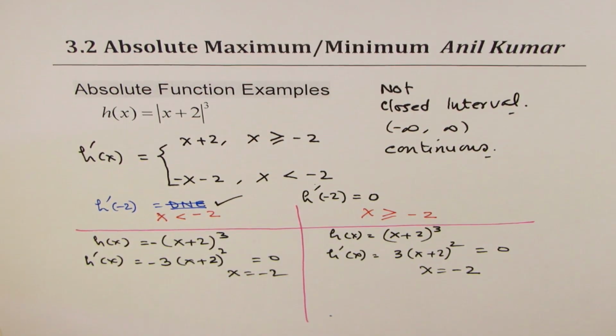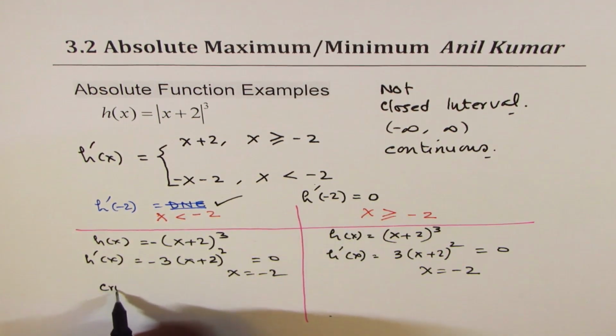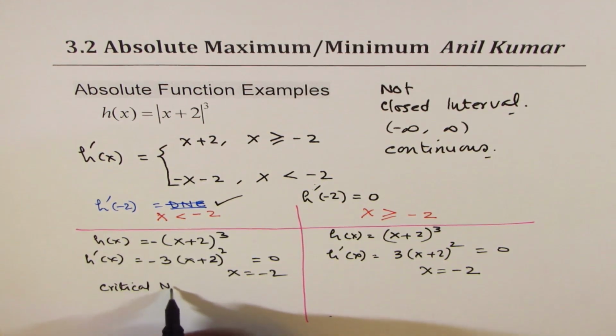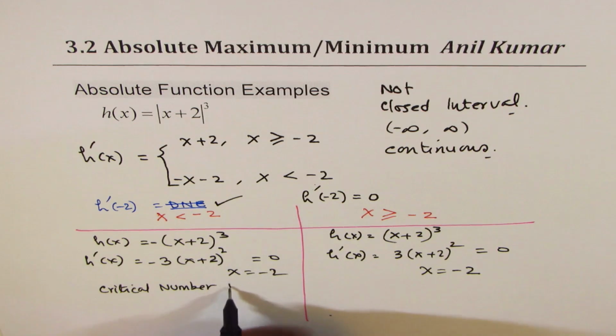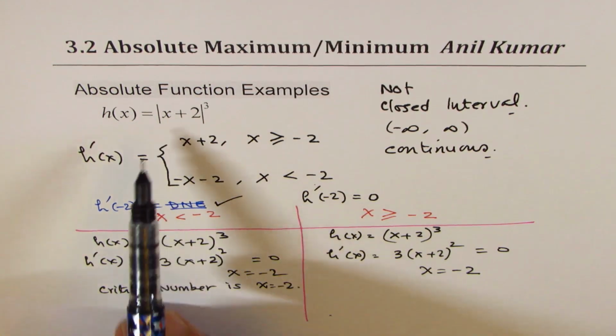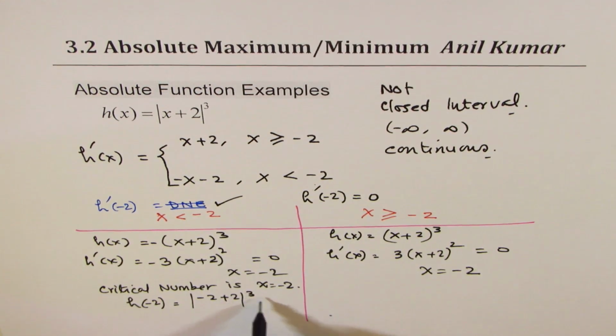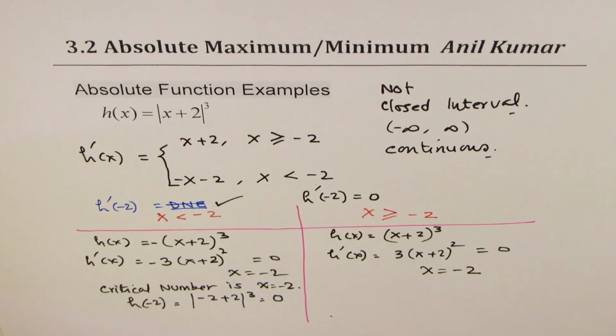You get the point, correct? Since we get the same answer from both the sides, it does exist and its value is 0. The derivative is 0. So that means we have a critical point, right? So our critical number is x equals minus 2. So let us see what is the value of the function at minus 2. So if I substitute minus 2 here, then we have h of minus 2 equals minus 2 plus 2 whole cube, which is 0. Is it okay? So that is the function value, correct?